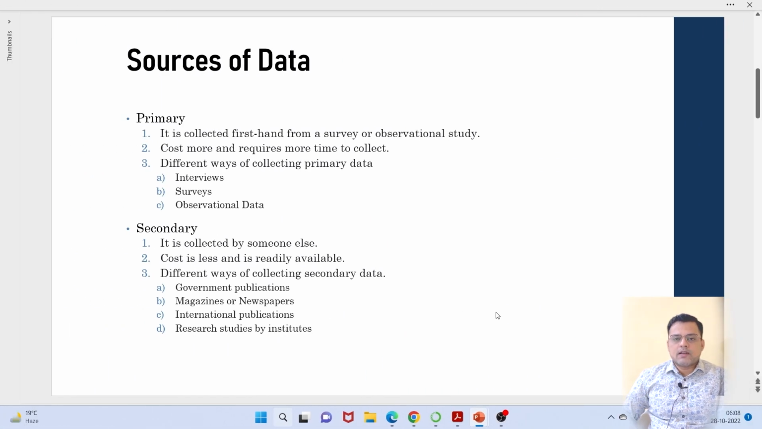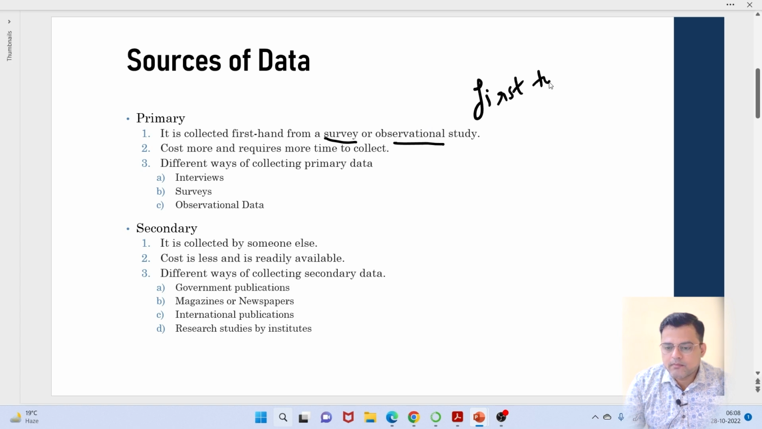When we are talking about statistics, the first thing that comes up is what the different sources of data are. The different sources of data are primary and secondary. When we talk about the primary source of data, it is collected first hand, from a survey or observational study. So primary data is the information which is collected for the first time, from a survey or interviews or an observational study.